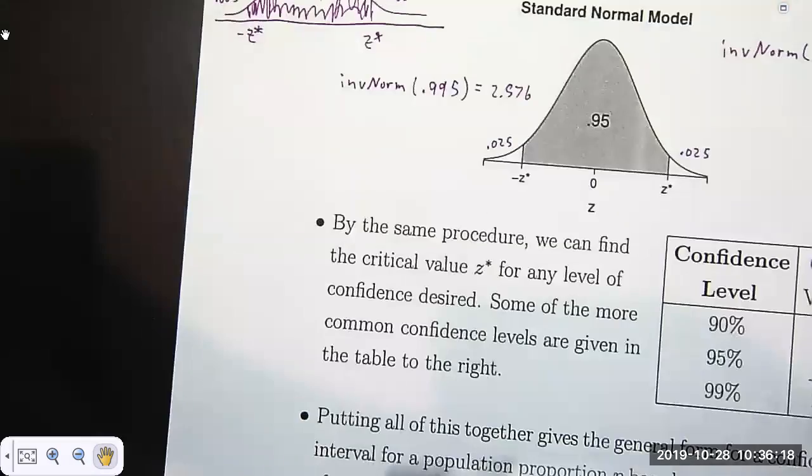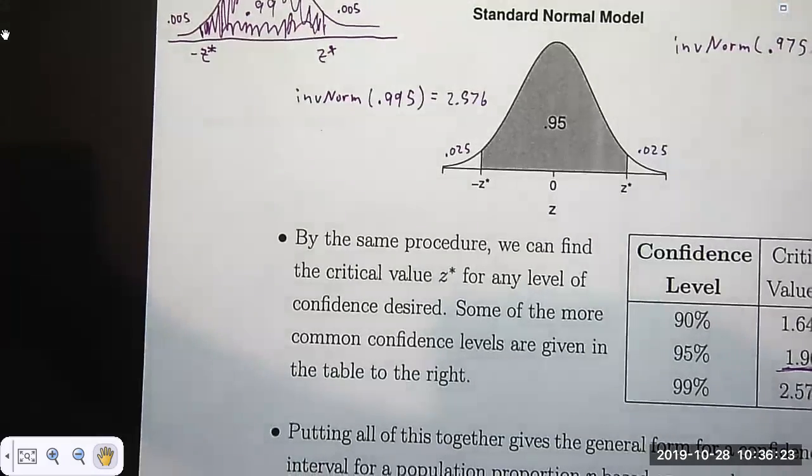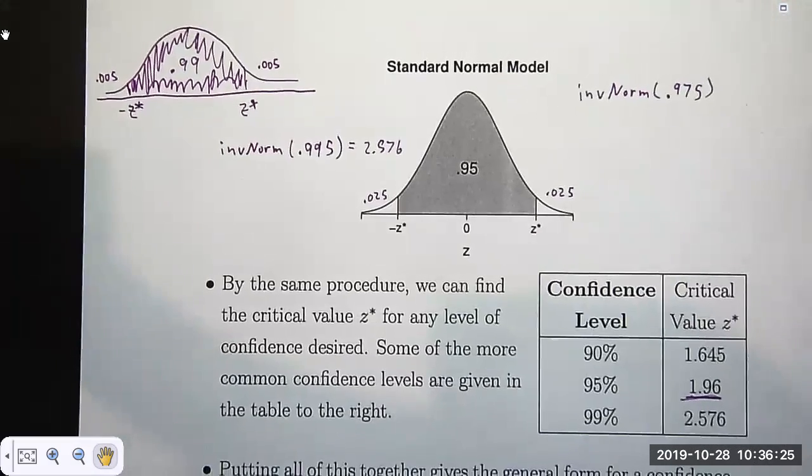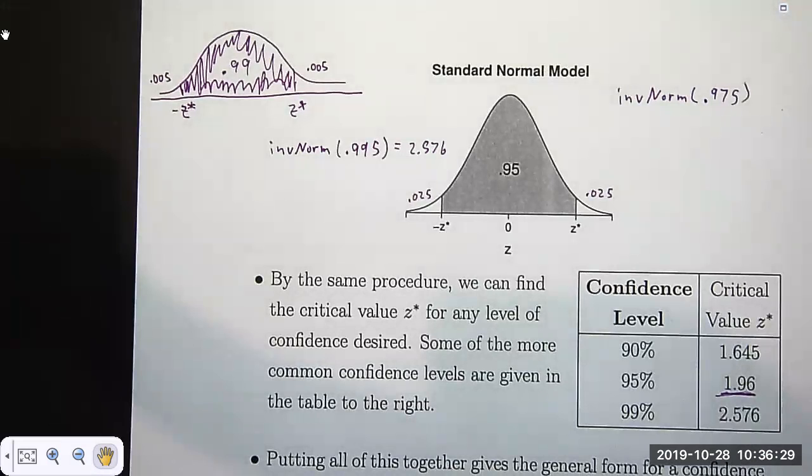So it's nothing new here. You'll see that it's in our table here, right there, 2.576.